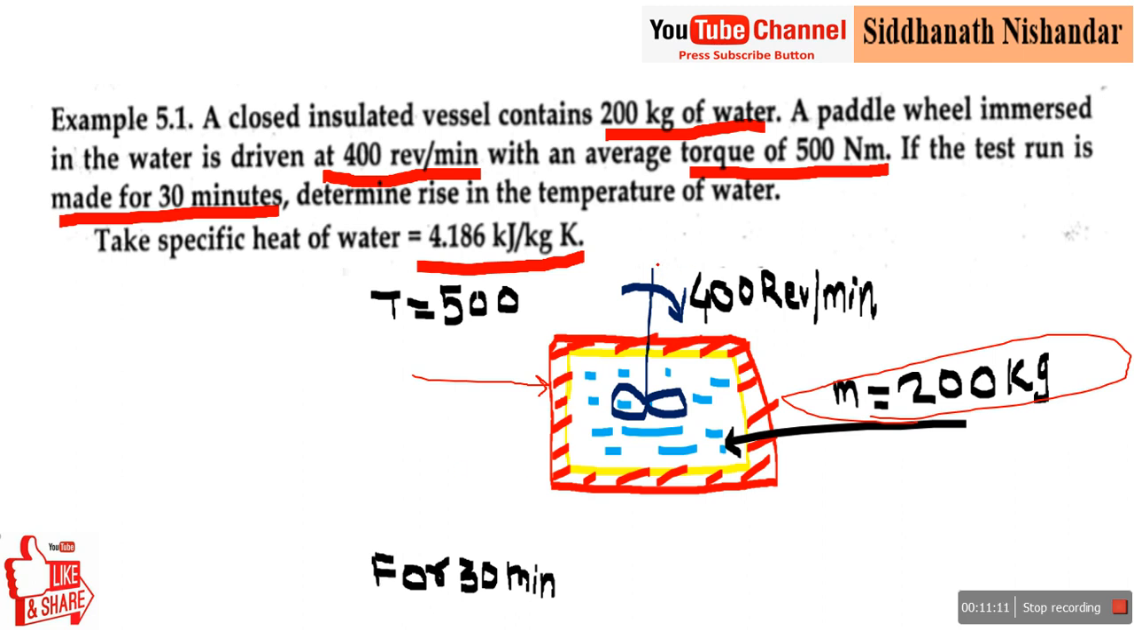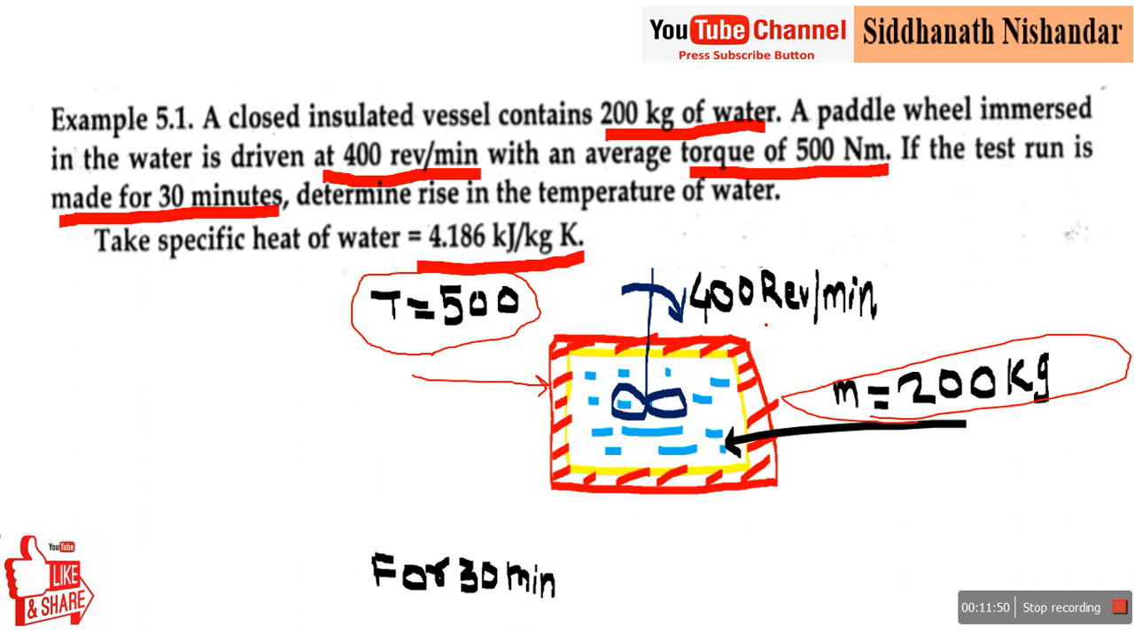To run the stirrer we use a motor having some torque. The torque is given, T is 500 Newton meter, and the test run time is 30 minutes. We have to find the final temperature. The initial temperature is not given, so to determine the temperature of the water, we have to find the change in temperature, delta T.